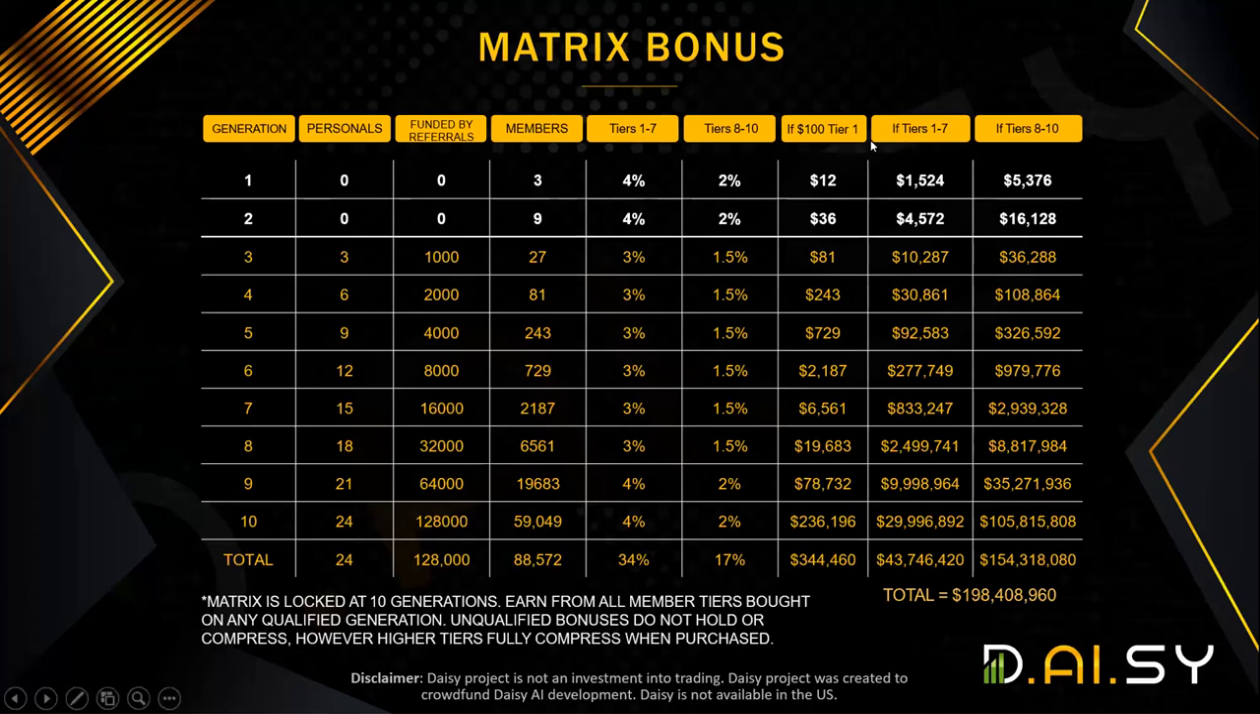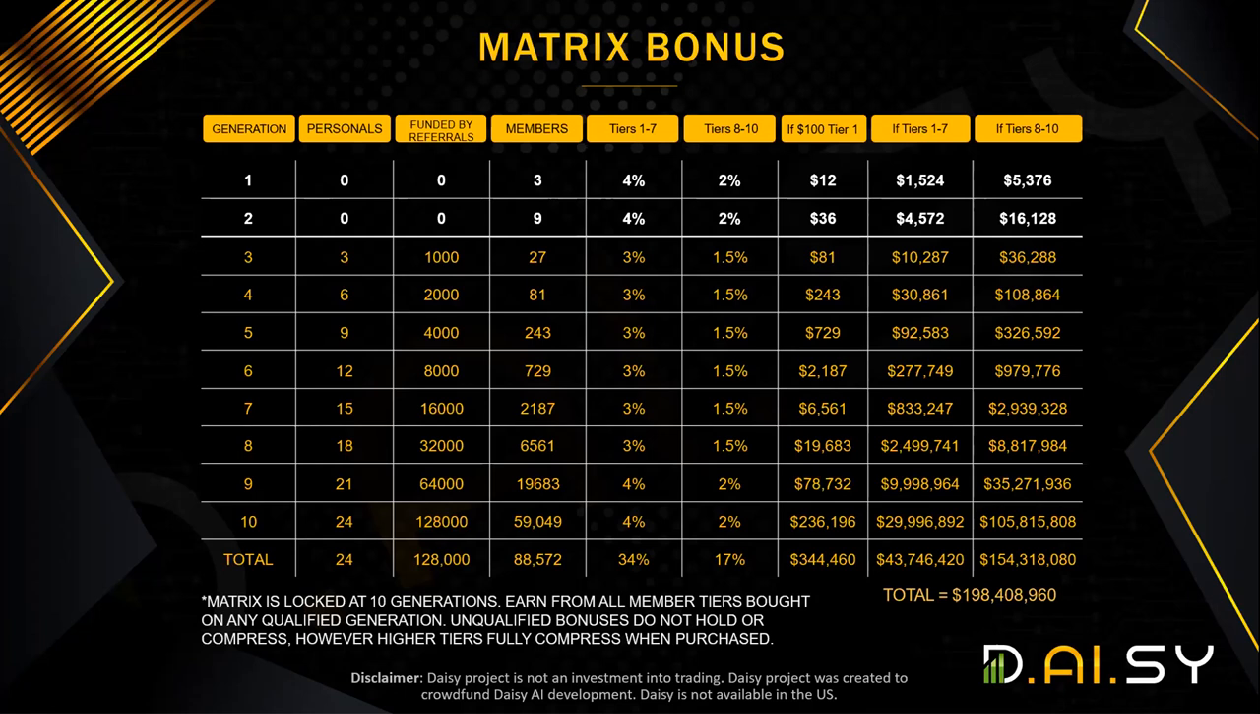Now, let's imagine that you bought tiers 1 to 7, and everybody in your matrix bought tiers 1 to 7. You'll make this amount here in generation 1, this amount in generation 2, this amount in generation 3, and so on all the way down, right? In the first 48 hours. But if generations 8, 9, and 10, for example, are not open to you after the first 48 hours, you're not going to be making any money on those generations.